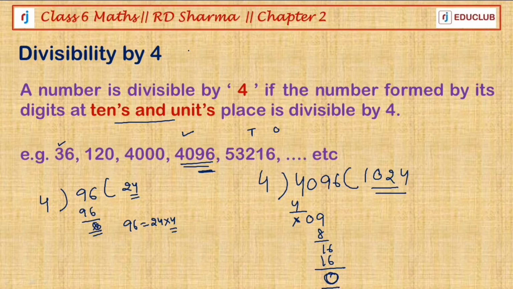So the divisibility rule for 4 is: a number is divisible by 4 if the number formed by its digits at tens and units place is divisible by 4.